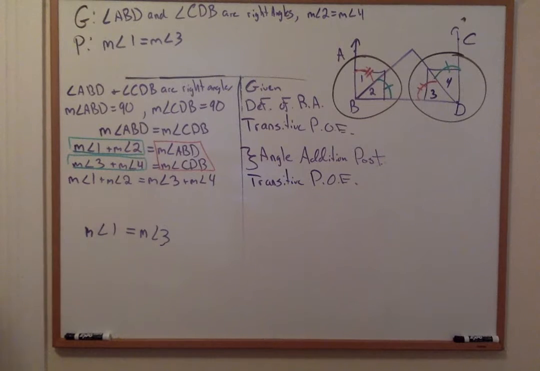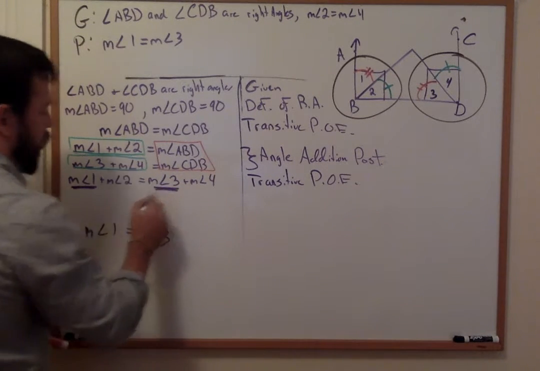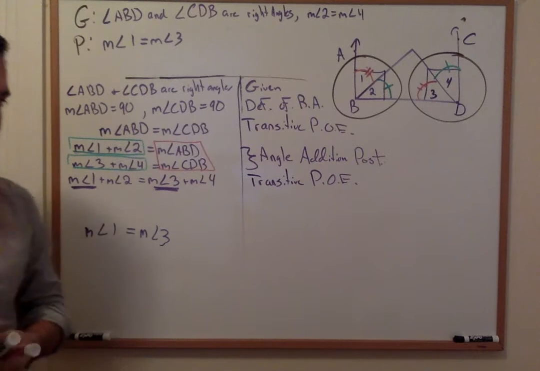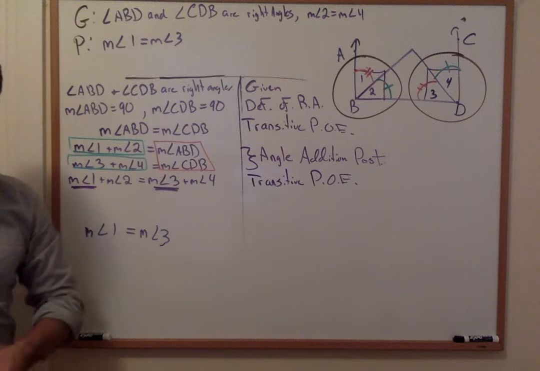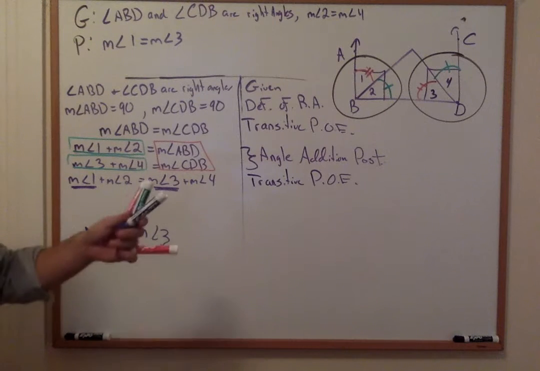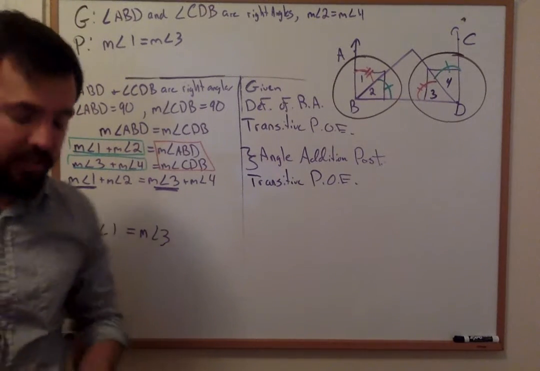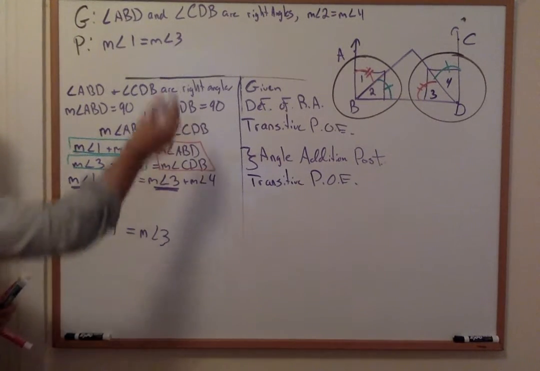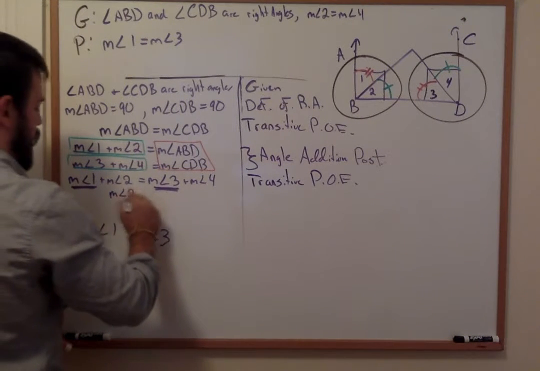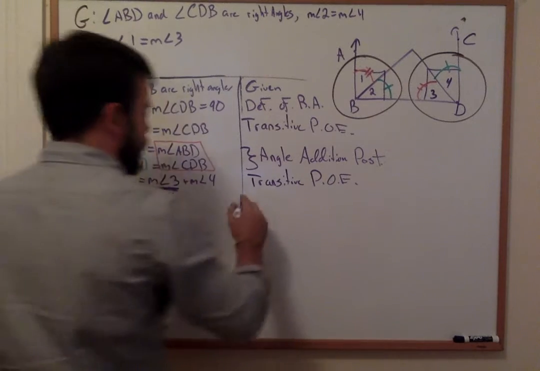Well, I have an equation now where 1 and 3 are on opposite sides of it. So I'm thinking, all right, well, how do I get rid of 2 and 4? Well, based on my given, I know that 2 and 4 are the same thing. So let's introduce our new given now. I know the measure of angle 2 equals the measure of angle 4. Given.